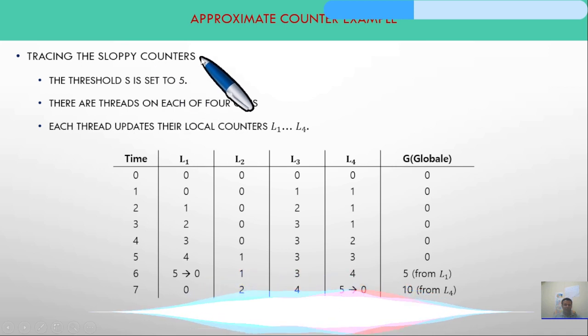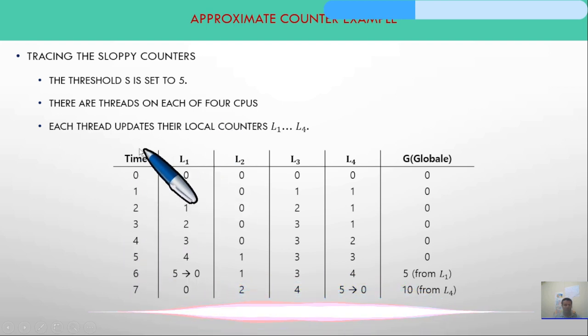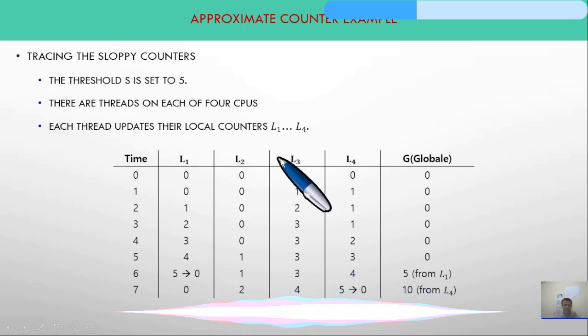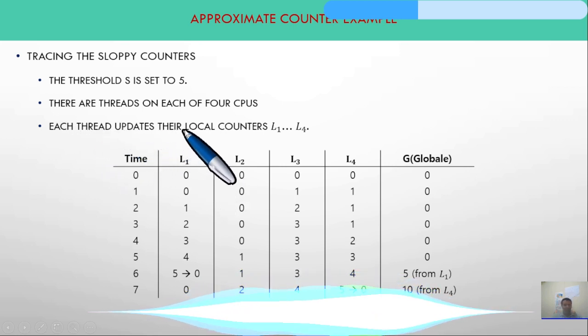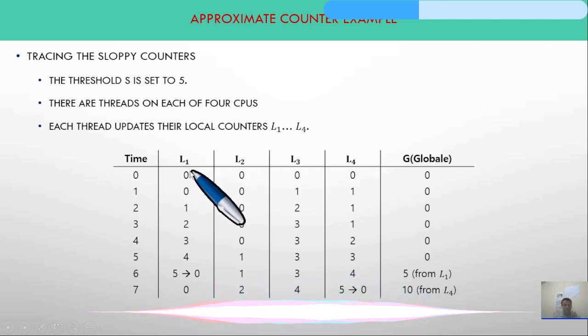Tracing the sloppy counter or approximate counter, the threshold S is set to 5. There are threads on each of the 4 CPUs. Let's assume we have 4 CPUs: CPU 1, 2, 3, 4. Each thread updates their local counters L1 up to L4. These counters are in the CPUs: L1 in CPU1, L2 in CPU2, L3 in CPU3, and L4 in CPU4. And we have the global here.